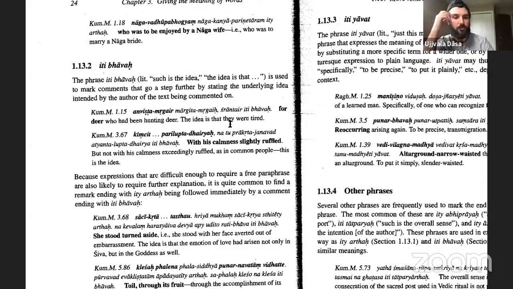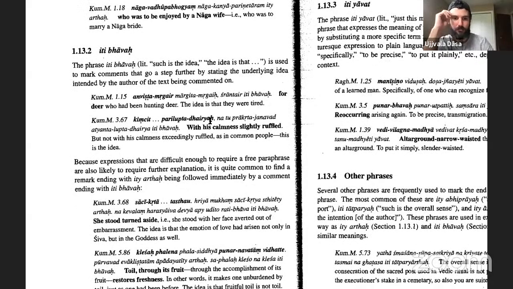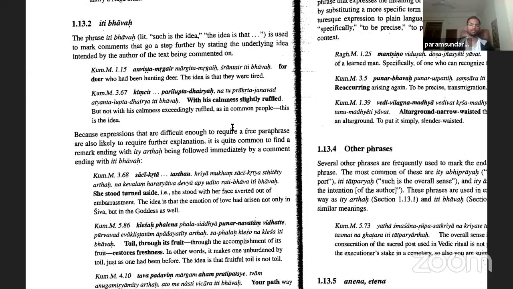Kinchit parilupta dharyaha na tu prakrita janavad atyanta lupta dharya iti bhavaha. Parilupta dharyaha. So his dharya, his calmness, parilupta, slightly, he's saying, agitated or disturbed. Na tu prakrita janavad, but not like normal people. Prakrita janavad. Atyanta lupta dharya iti bhavaha. Who get extremely disturbed, whose calmness would be extremely disturbed. That's the sense.